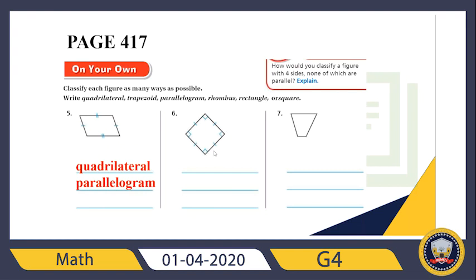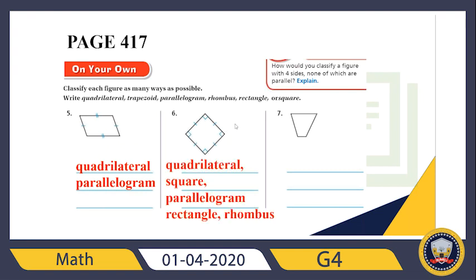What about question 6? I can say it's a quadrilateral. At the same time, it's a square. Remember, what does square mean? 4 equal lengths, 4 right angles, and 2 pairs of parallel line segments. And it's also an example of a parallelogram, rectangle and rhombus.